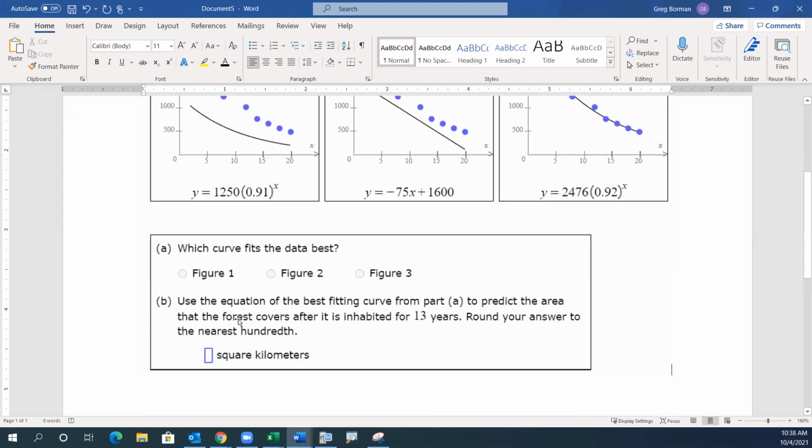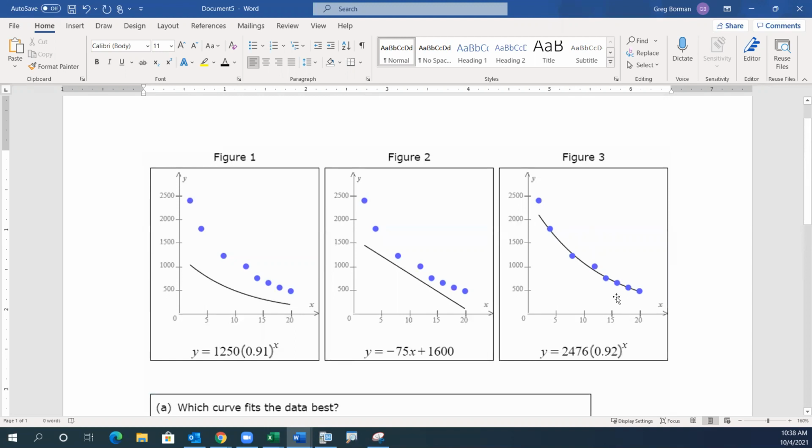Okay, so use the equation, the best fitting, to predict the area that the forest covers, so predict the y value when x is 13. Our line that we're using to estimate the data is quite close. So 13 is going to be about there for our x, and that's going to correspond to right there. What is that, about maybe 800? 800, 850, I don't know.